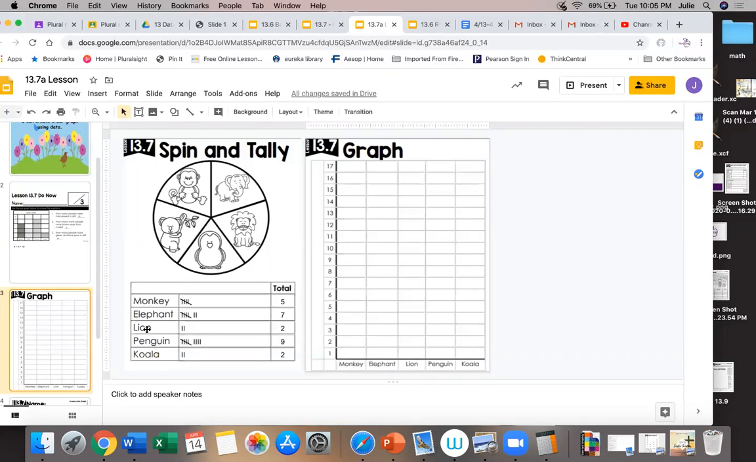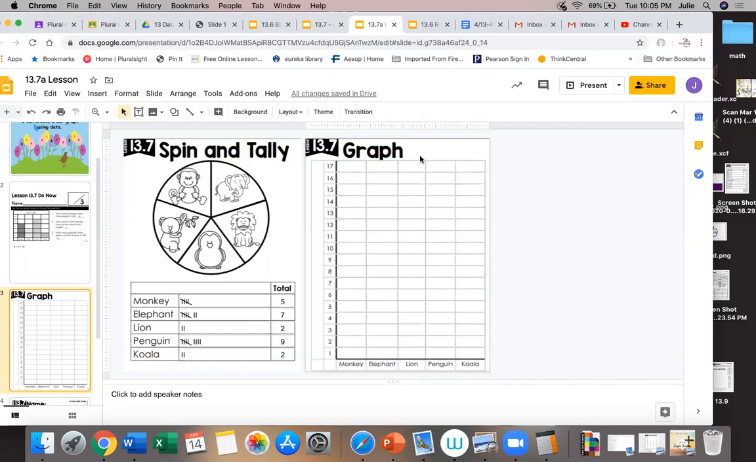Once we have collected all the data, we can start filling in the bar graph. Now, we talked yesterday about the parts of a bar graph. The first thing I would want to do, as I look at the graph in front of us, I notice it does not have a title. And it looks like here we looked at monkeys, elephants, lions, penguins, and koalas. You can see up here we have them pictured.